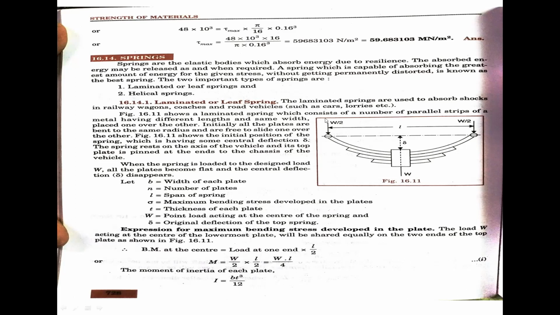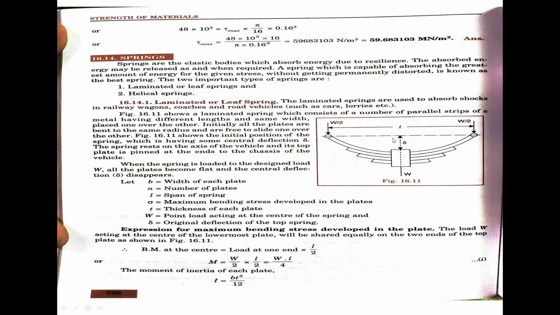You have to share the load on two sides: half of the load on the left side and half of the load on the right side. You have to distribute it. Bending moment at the center equals load at one end.